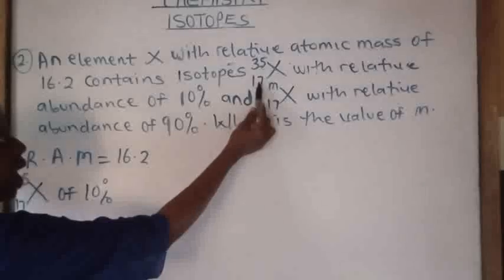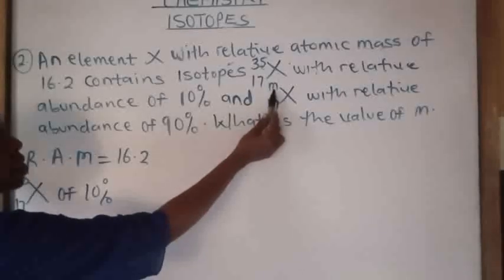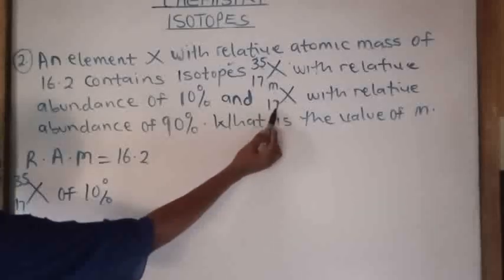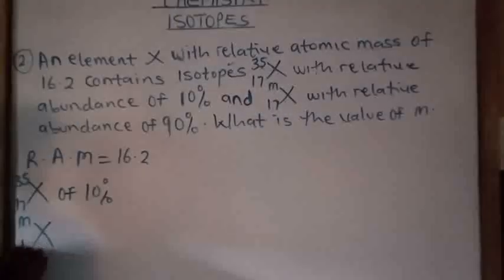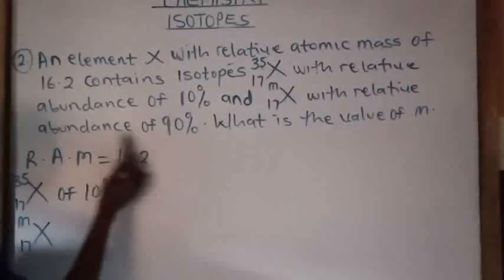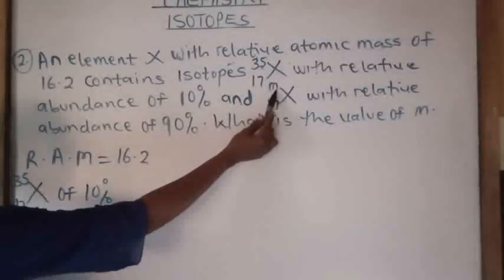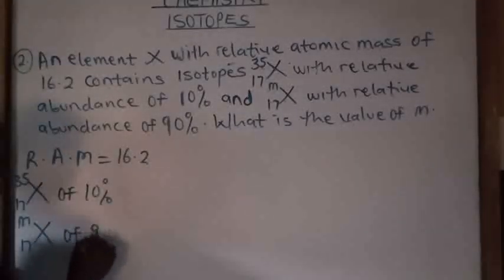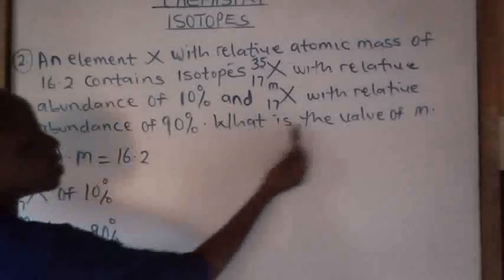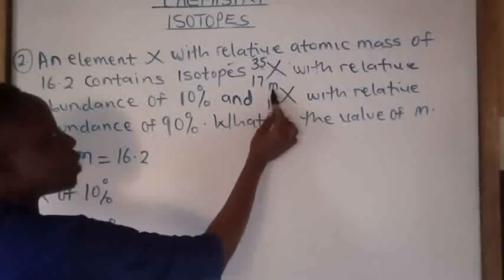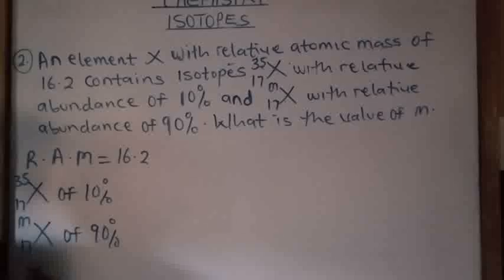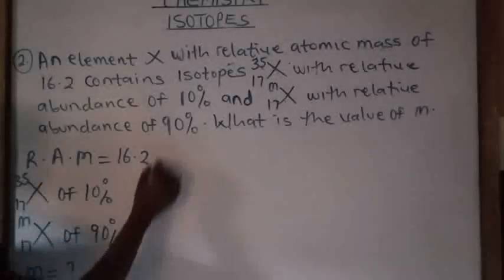Then another isotope, the second isotope, has a mass number of m. So our m is unknown here. The second isotope with the mass number of m and the atomic number of 17 has a relative abundance of 90%. What is the value of m? We are looking for the value of m, that is the mass number of the second isotope.